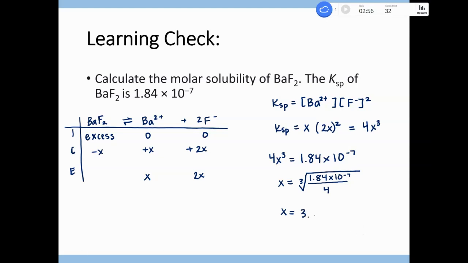The value here is 3.58 times 10 to the negative 3 molar. This is the amount of moles of x, right? The amount of moles of barium ion that was formed. These are in a 1-to-1 ratio, so it's also the number of moles of barium fluoride that dissolved. So this is the molar solubility of BaF2.